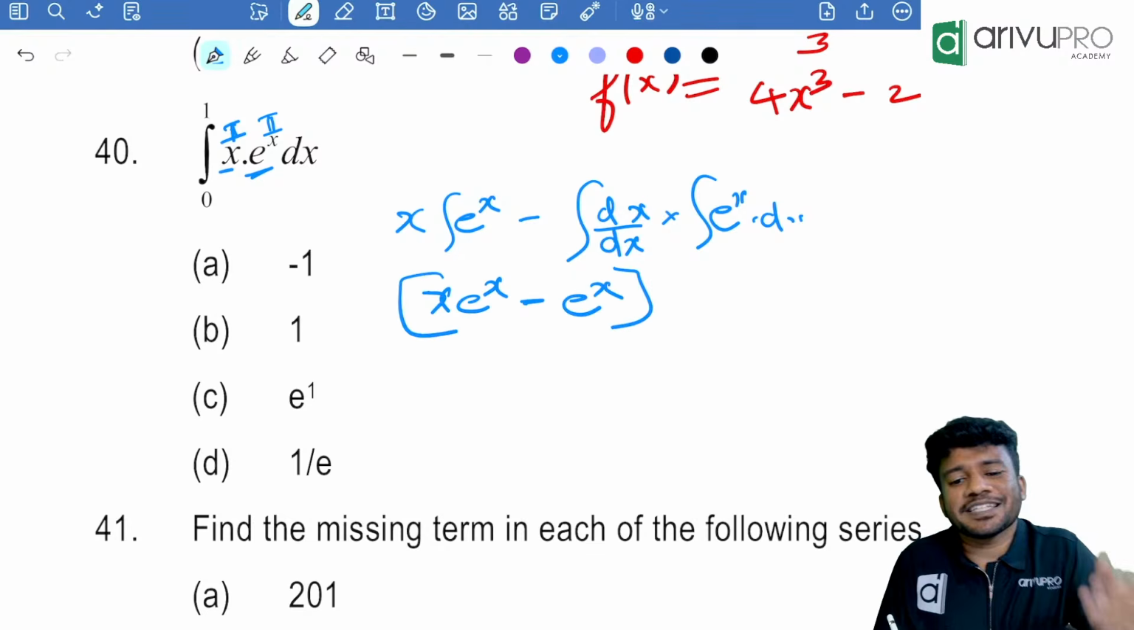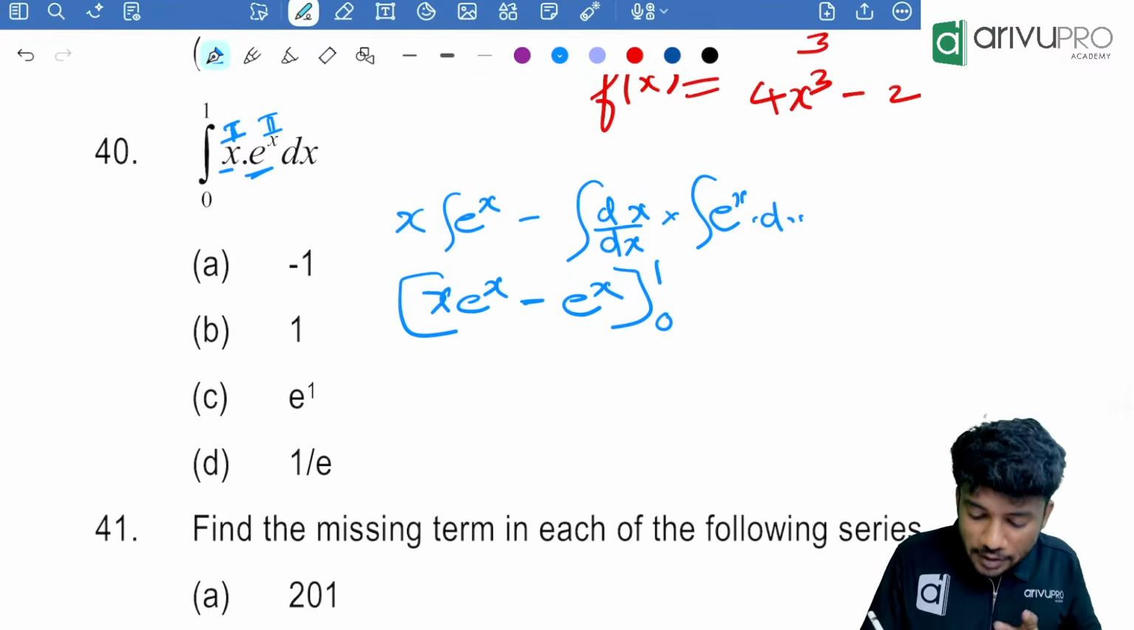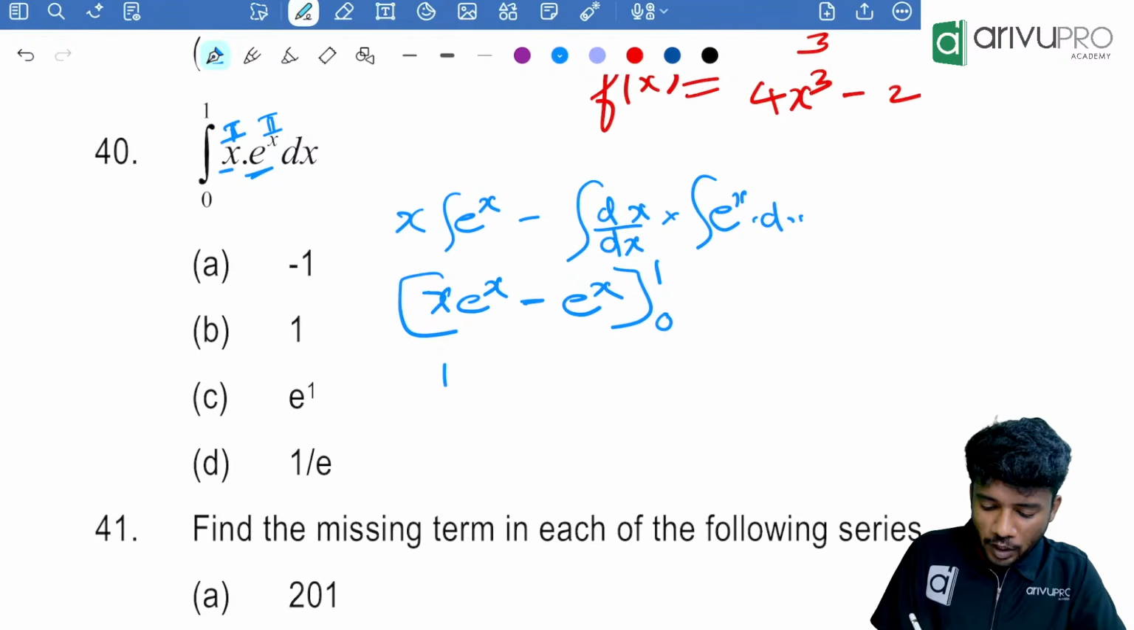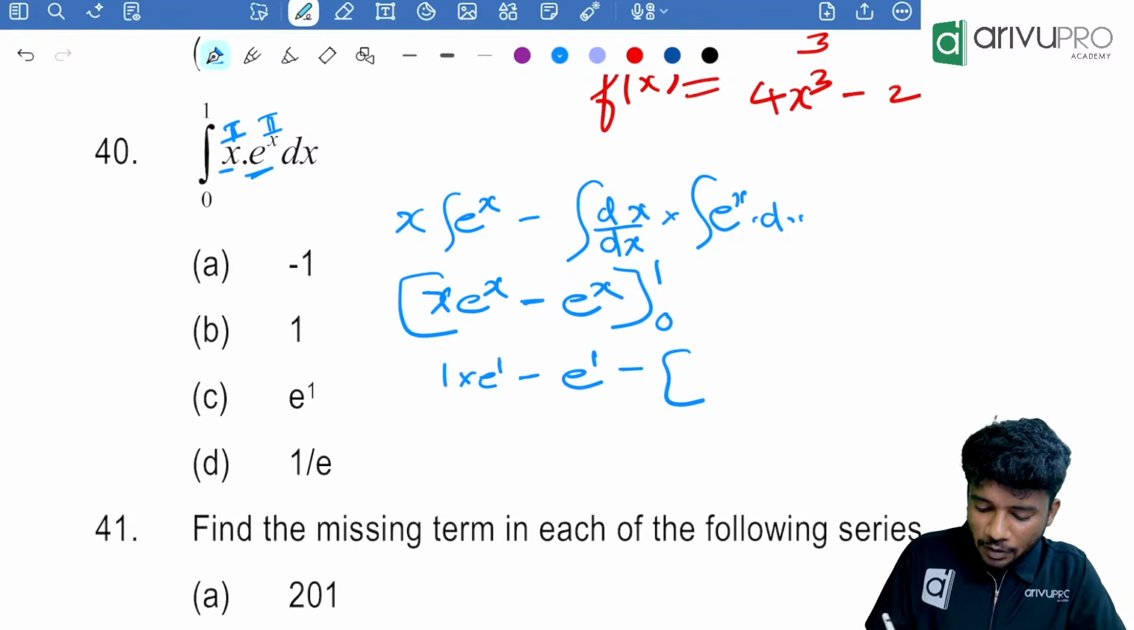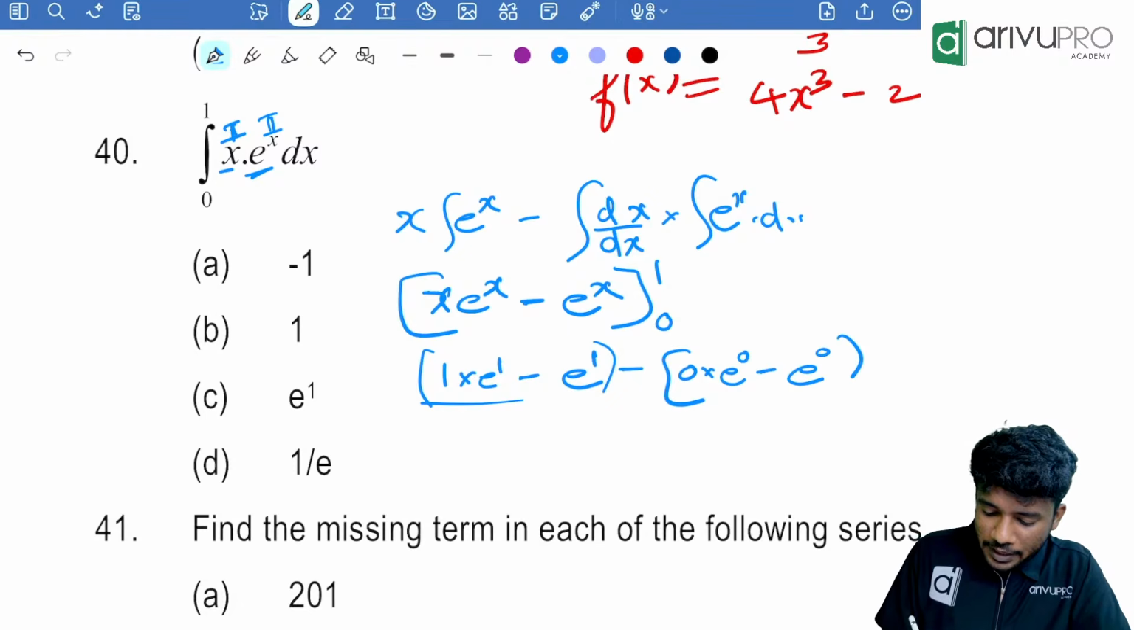Now apply the limit. Limit is from what to what? From 0 to 1. Now apply the upper limit. It will become 1 into e raised to 1 minus e raised to 1, minus of, apply the lower limit, that is 0, that is 0 into e raised to 0 minus e raised to 0. It will become what, people?